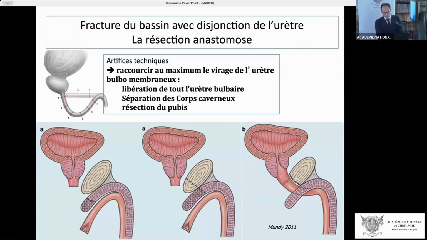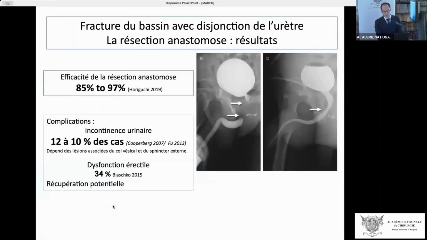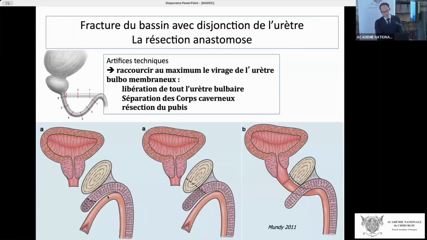The first maneuver is to have thoroughly freed the entire bulbar urethra up to the start of the penile urethra. The second maneuver is to have separated the corpora cavernosa to be able to pass between them. And the third maneuver is to perform a resection of the lower part of the symphysis. This is how we primarily repair them now, via the perineal route. There were abdominoperineal routes performed with total symphysectomy, but they are more morbid.